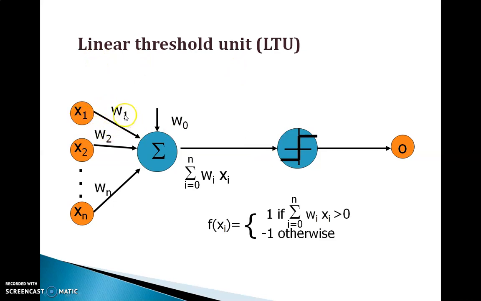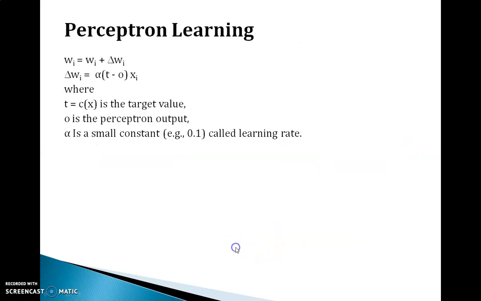X1 has weight W1, X2 has weight W2, and so on, Xn with the weight of Wn. Calculate the summation, i equal to 0 to n, multiplying the input with the weight. If the summation is greater than the threshold value 0, then the output will be 1, otherwise the output will be minus 1. We take the perceptron learning.